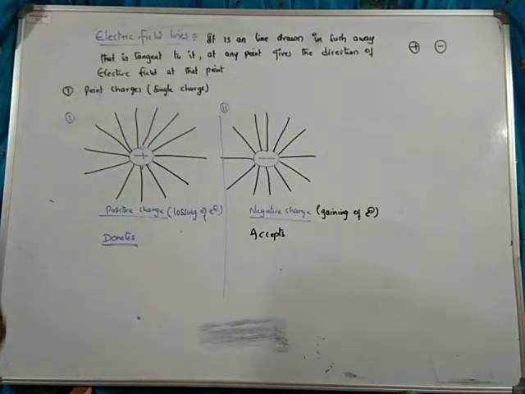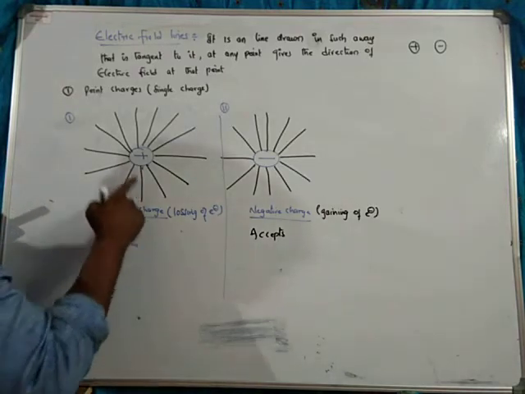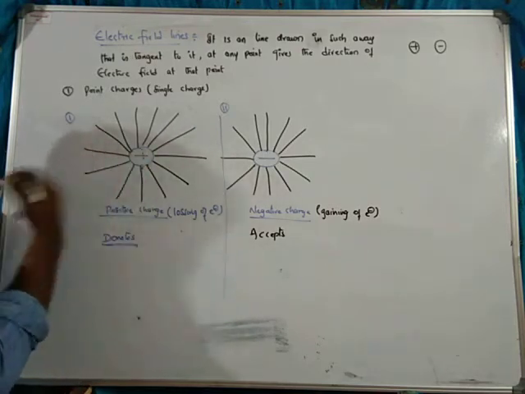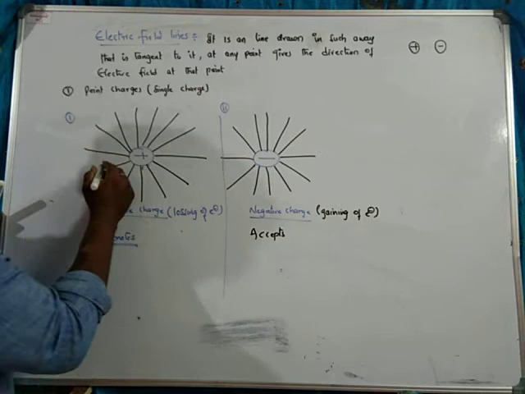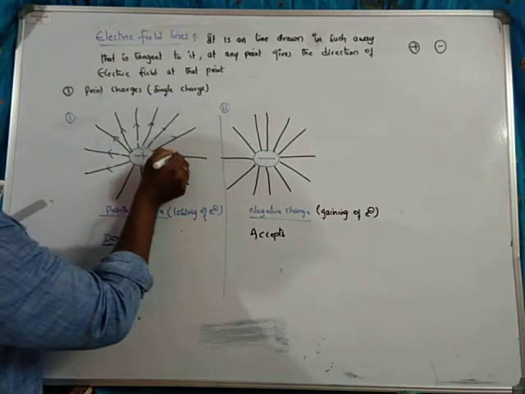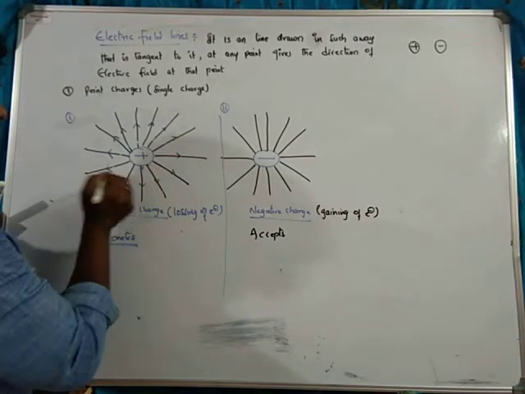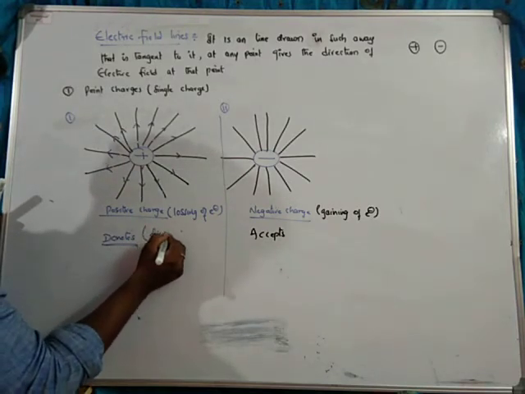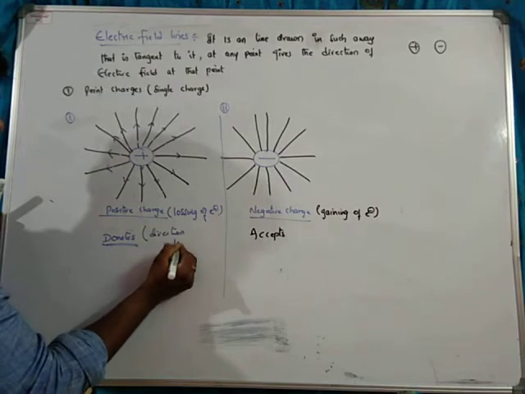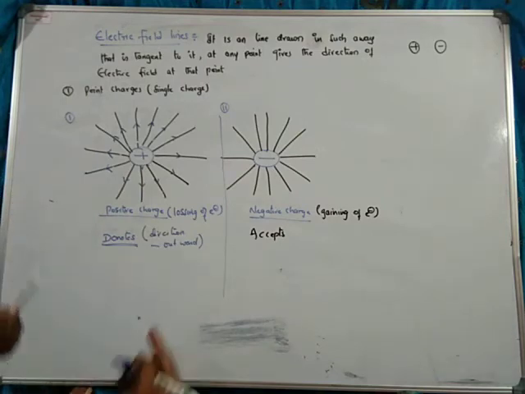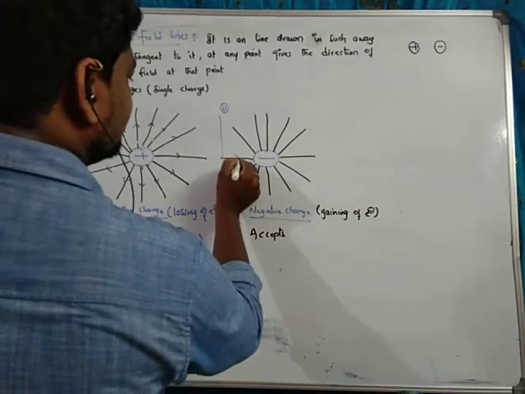So we will consider the directions. A positive charge is a losing of electrons. Losing of electrons means we are leaving some charge, which comes outward. So for a positive charge, which donates, the direction will be outward. For a negative charge, gaining of electrons, which we call an acceptor, it means the charge comes inside.